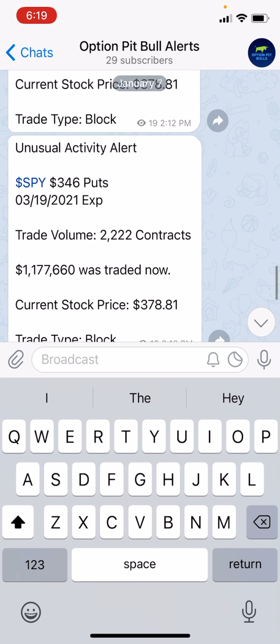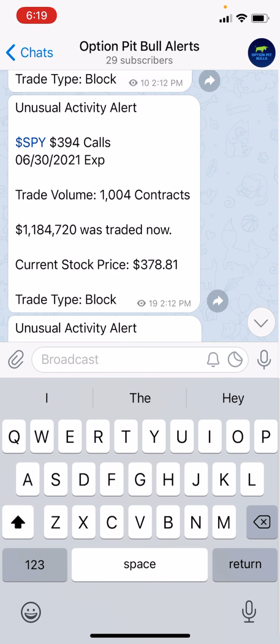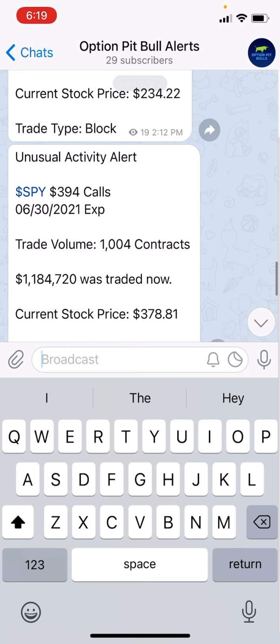Then you'll see another unusual activity alert, same thing. Big money, over $1 million, was used to purchase over 2,000 contracts of SPY 346 puts with a March 19th expiration. And the trade type at the bottom, where it says block or sweep or anything like that, just means basically how they were purchased. Don't worry about it. It doesn't matter for you.